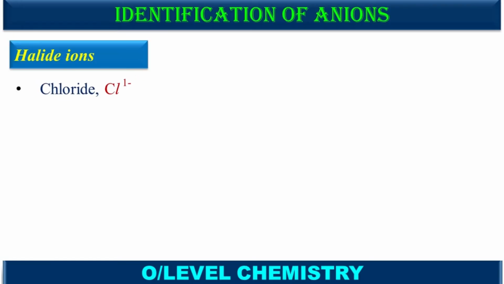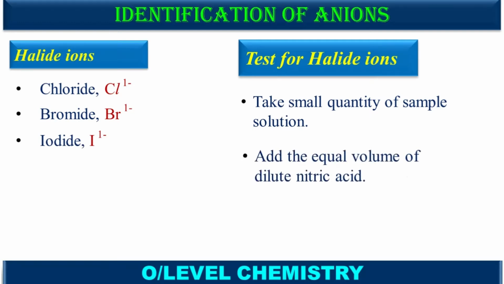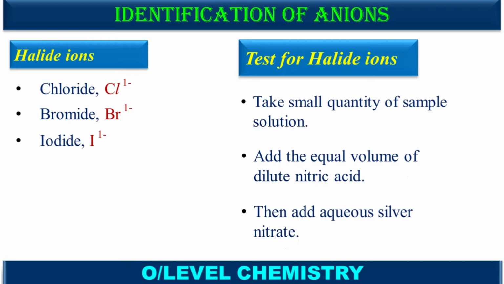Let's start with detection of halide ions. Halide ions are chloride, bromide, and iodide. Test for halide ions: take a small quantity of sample solution. Add an equal volume of dilute nitric acid. Then add aqueous silver nitrate.